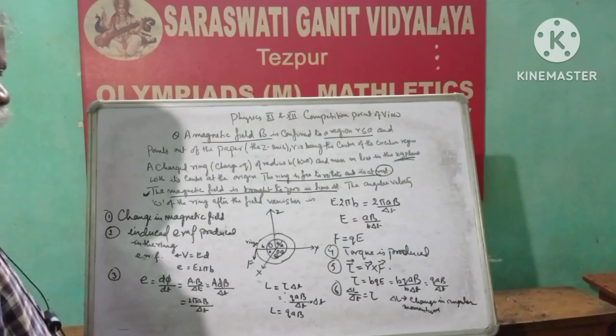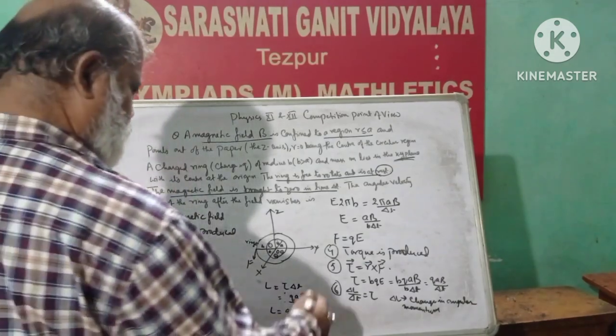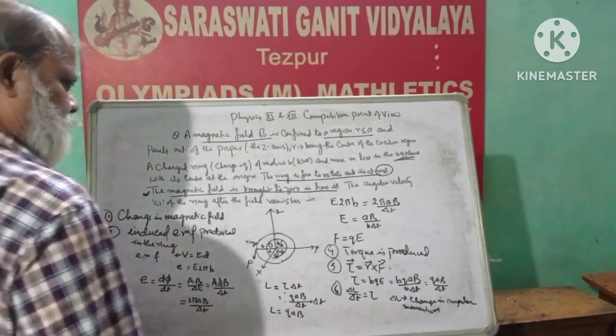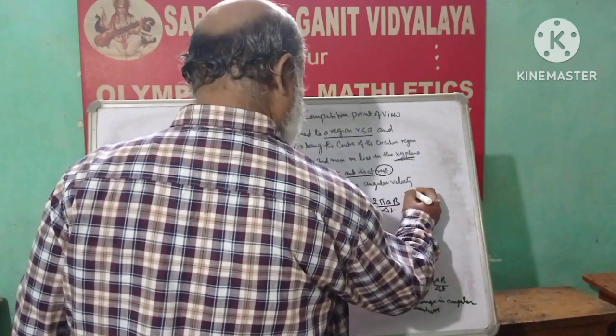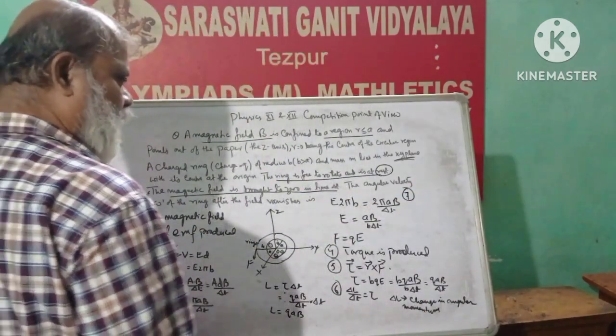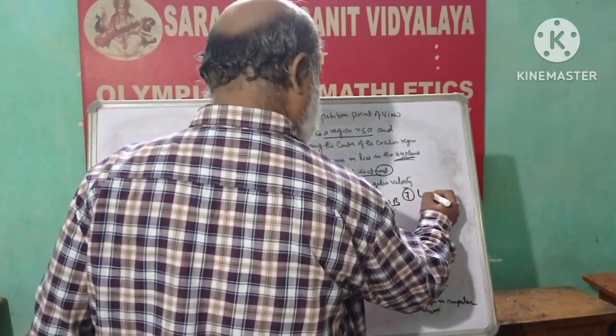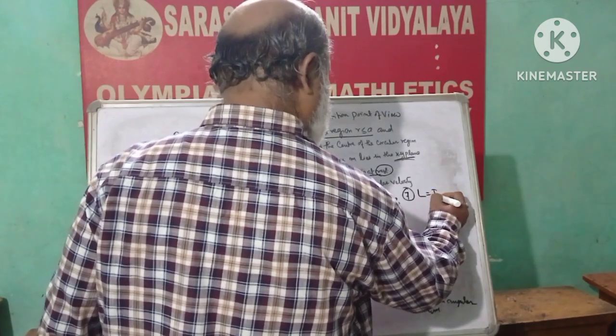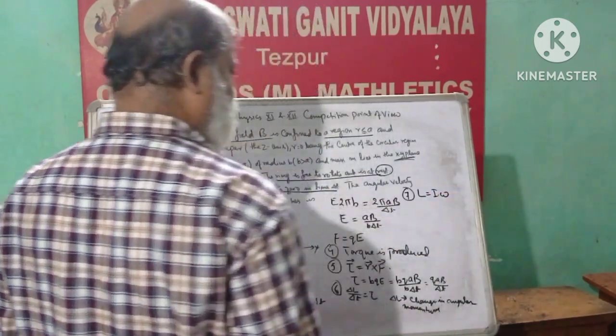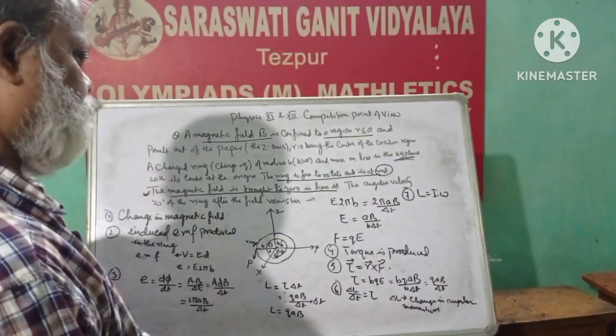Now your last point, that is the seventh point, is your angular momentum, that is equal to moment of inertia into angular velocity. This is your last.